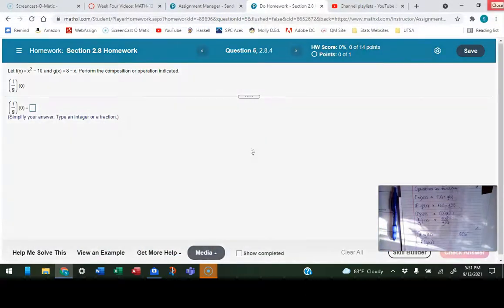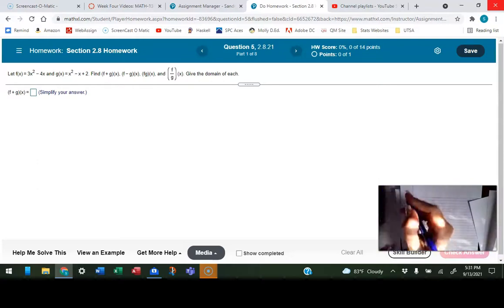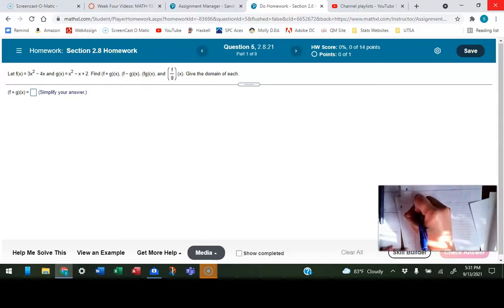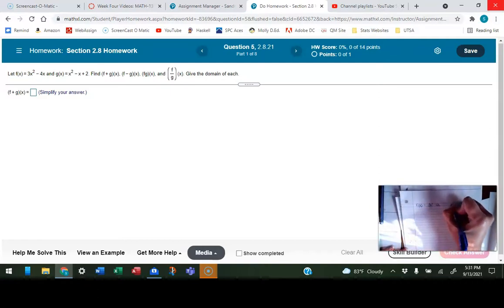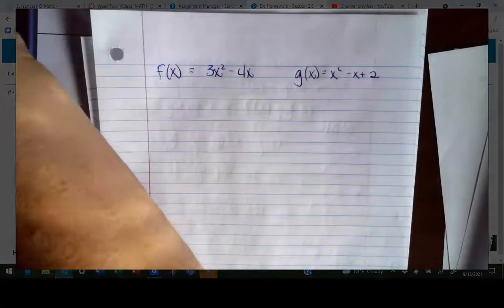Okay, so let's move on. Okay, so I want to find all of these things and find the domain. So I have, and this is where I'm going to switch to paper. Why? Because I'm not going to do this all day long. All right, so I've got f of x. f of x is 3x squared minus 4x. And then I've got g of x equals x squared minus x plus 2. Okay? So, and then I'm supposed to give the domain of each one. So I'm supposed to add, subtract, multiply, divide.